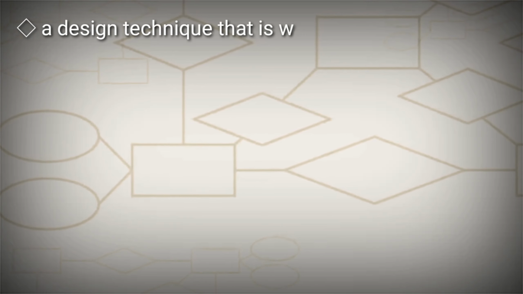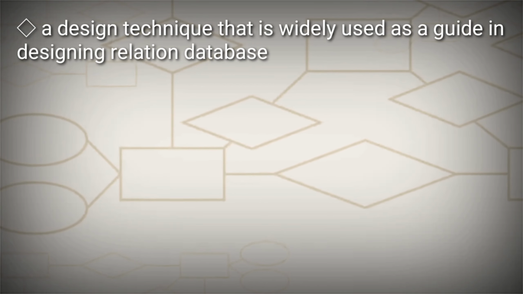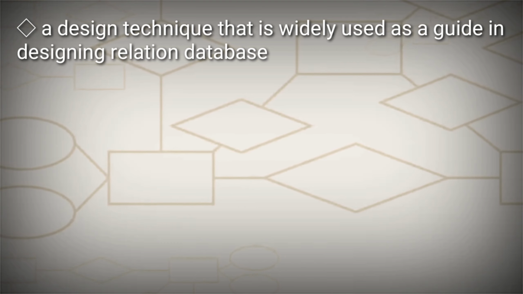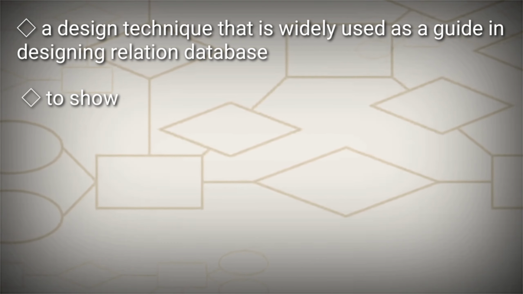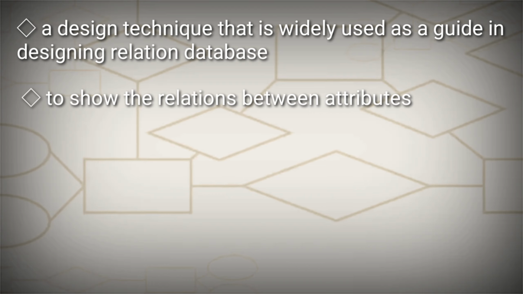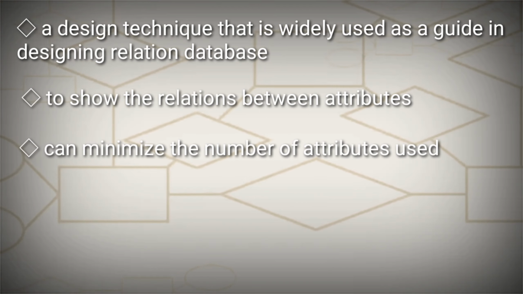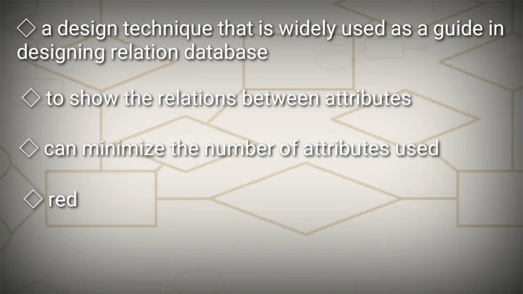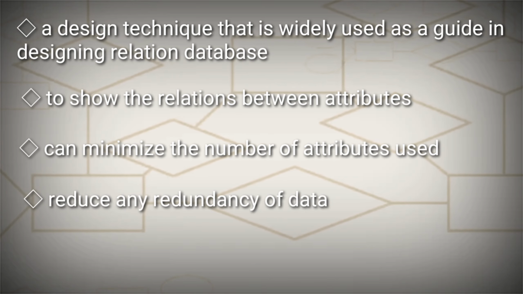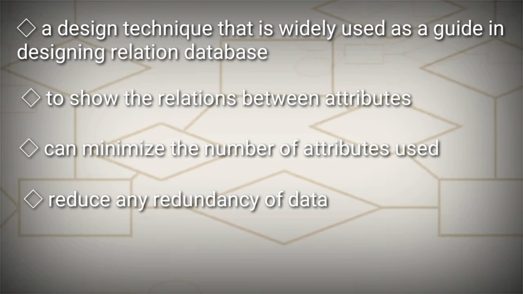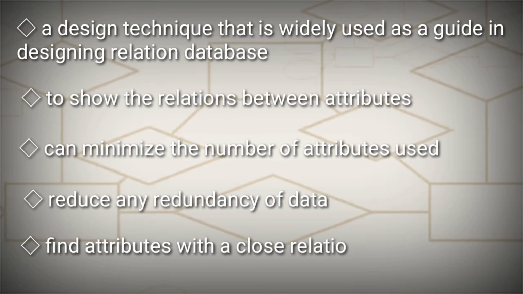Normalization is a design technique that is widely used as a guide in designing relational databases. The purpose of normalization is to show the relations between attributes. Normalization is important as we can minimize the number of attributes used. We could also reduce any redundancy of data through normalization. Lastly, we could easily find attributes with a close relationship.